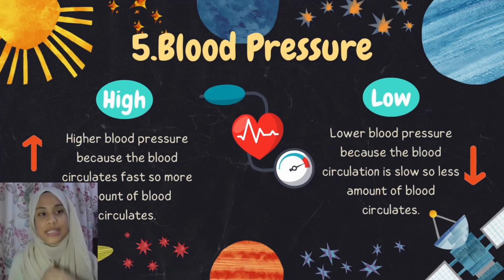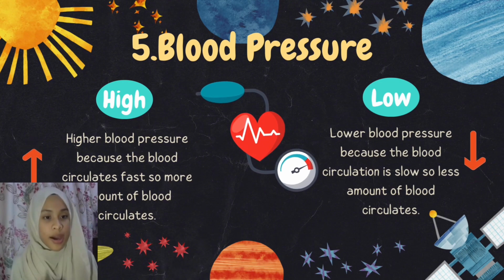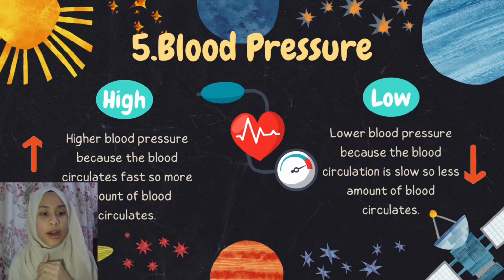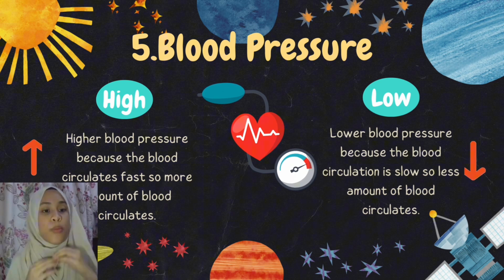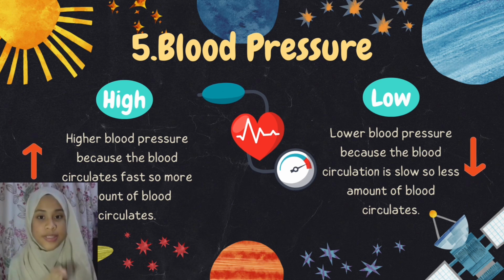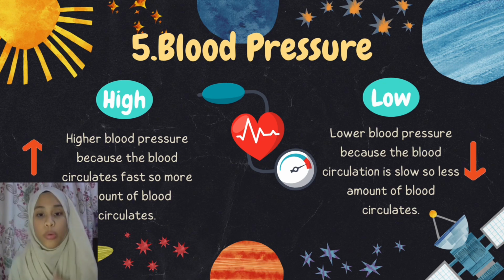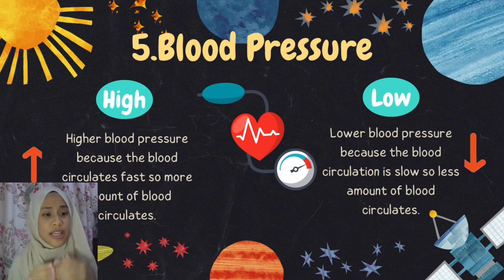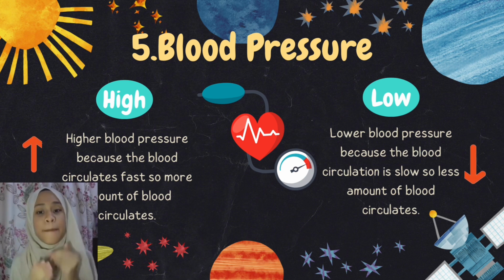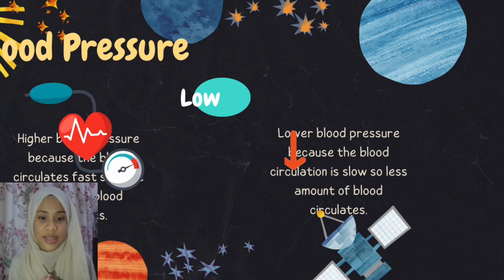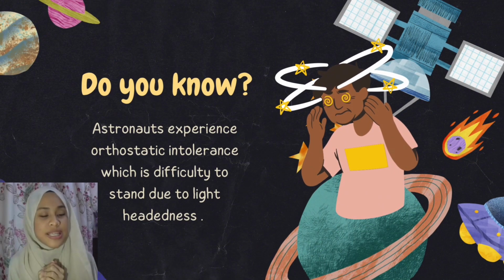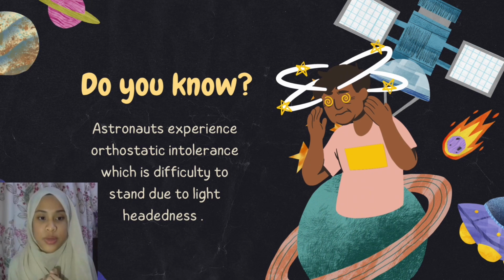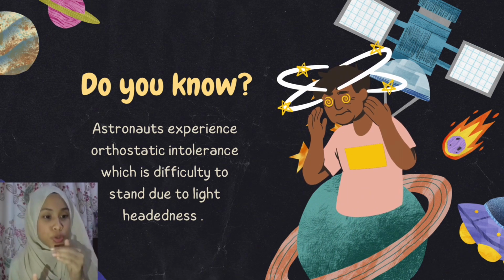And the last one is blood pressure. So during high gravity, there will be higher blood pressure because the blood circulates fast, and so a greater amount of blood will circulate. And also during low gravity, there will be lower blood pressure because the blood circulation is low, and so less blood will circulate. All right. So, do you know that astronauts experience orthostatic intolerance, which is difficulty to stand due to lightheadedness?